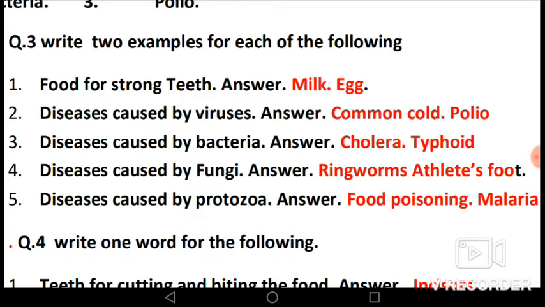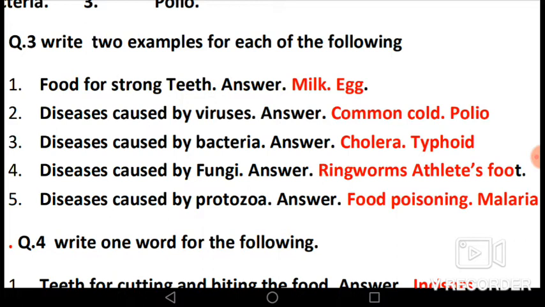As teeth are very important for humans, we should take care of them, and milk and egg can help our teeth to be strong. Now second is diseases caused by viruses. Virus is one kind of harmful microbe which causes diseases such as common cold and polio. So here common cold and polio are examples of diseases. So these both diseases are caused by viruses, and virus is a harmful microbe.